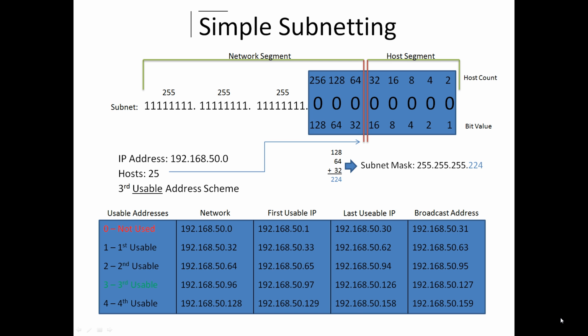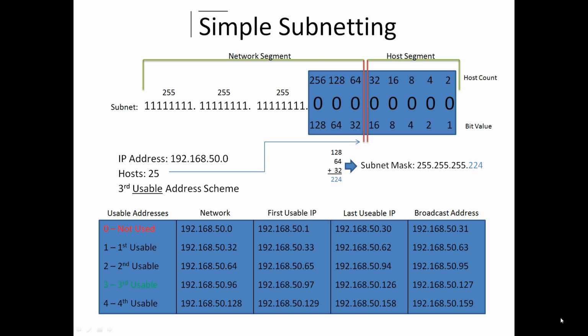Now that we have everything down to the second one, we can automatically build our third list, which is our third usable IP address, and you can find that it's 192.168.50.96. That is the usable scheme, the one that we've been looking for, 192.168.50.96, with 50.97 being your first usable, 50.126 being your last usable, and 50.127 being your broadcast address for that subnet.